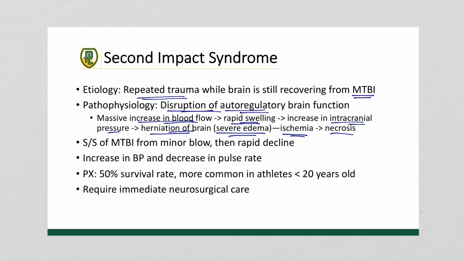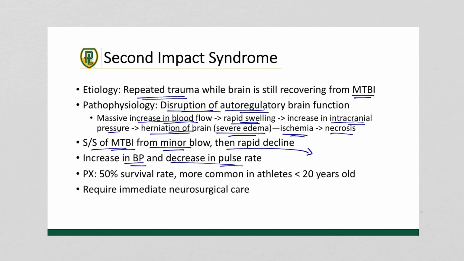By allowing that patient to actually rest. So when we see a patient who has signs and symptoms of a mild traumatic brain injury from a minor blow, and then they take another blow during practice and they rapidly decline, we're concerned. Our first thing that we're going to do is assess their blood pressure. If the blood pressure is up and there's a decline in their pulse rate, we're concerned. This is a medical emergency. We're calling 911, right?